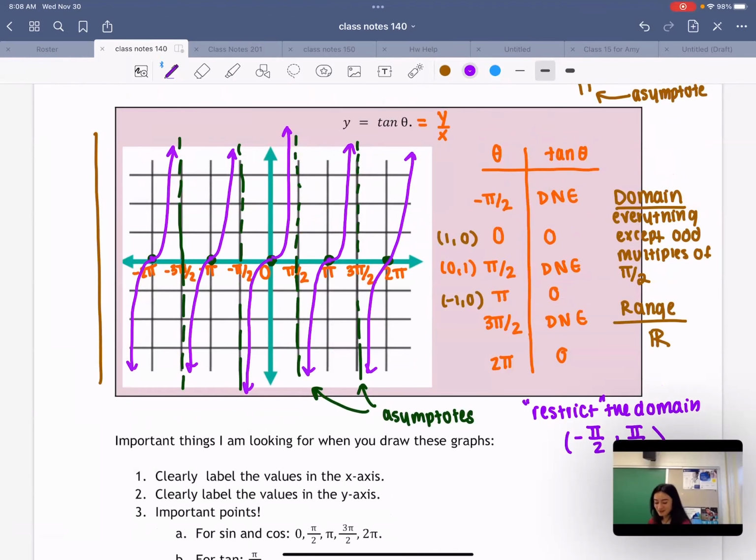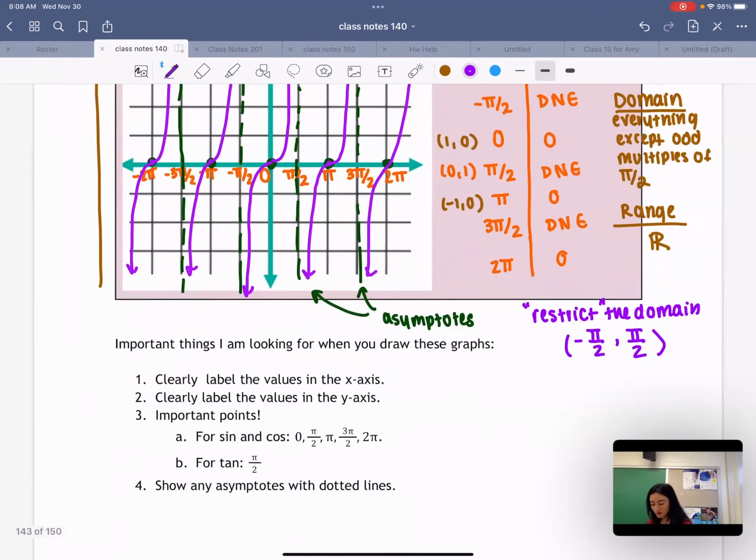All right. So on the quiz, I'm going to ask you to draw one of these functions, okay? And what I'm looking for are several things. The first thing I'm going to look for is that you labeled the x-axis. So I want those specific labels from 0 to 2π. I want π/2, π, 3π/2 clearly labeled on the graph. One other thing I want is to clearly label the values in the y-axis.